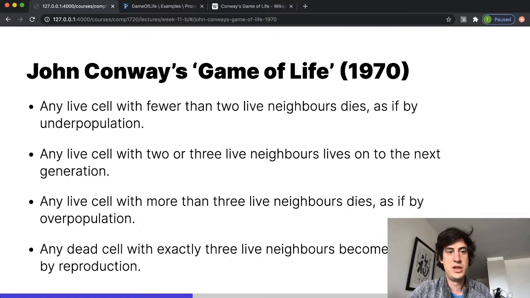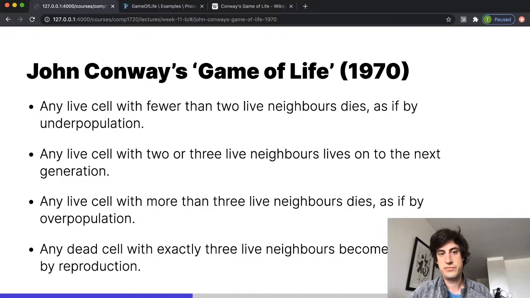Any live cell with fewer than two live neighbors dies as if by underpopulation. Any live cell with two or three live neighbors lives on to the next generation. And any live cell with more than three live neighbors dies as if by overpopulation. And any dead cell with exactly three live neighbors becomes a live cell as if by reproduction.